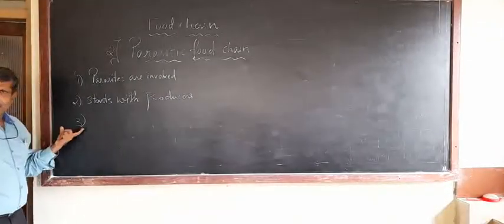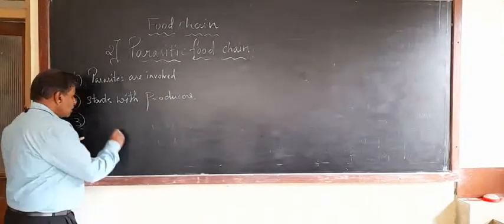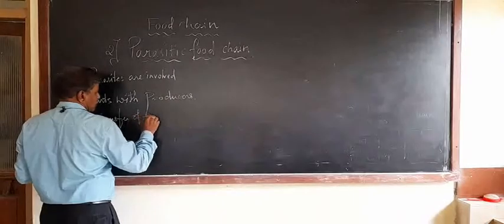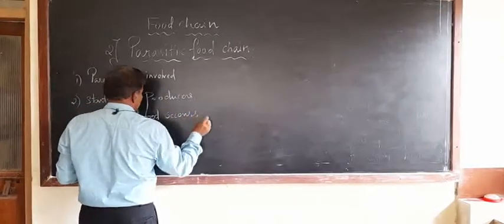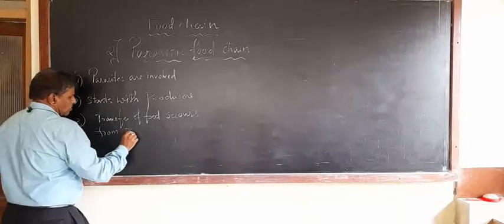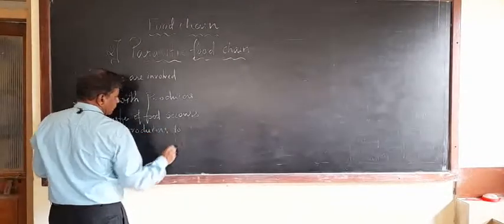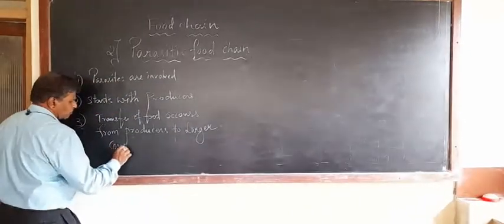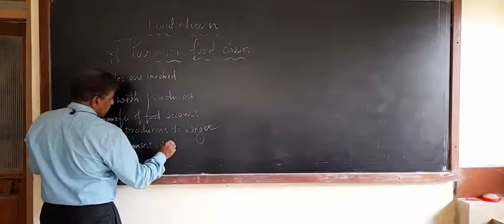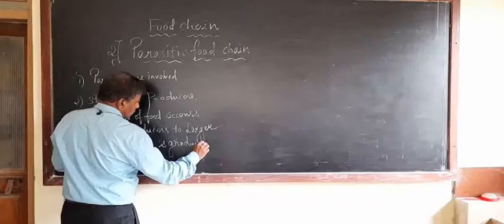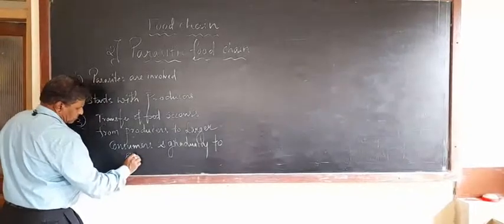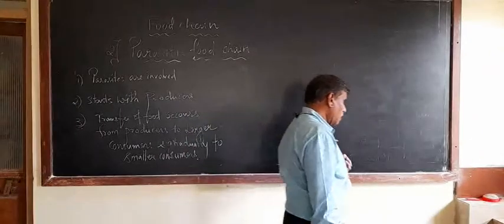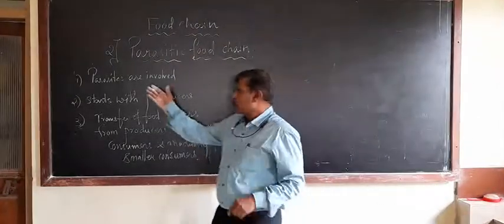And the third important thing is, here transfer of food occurs from producers to larger consumers, and gradually to smaller consumers. Okay, this is what happens.